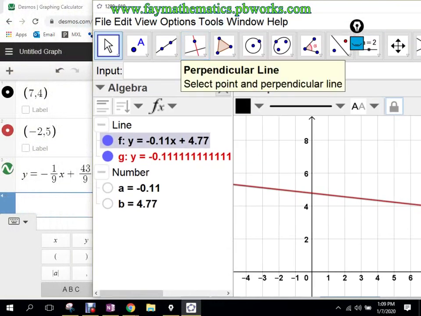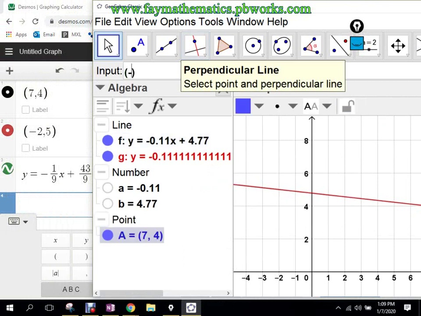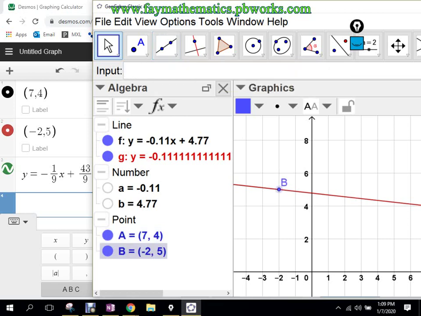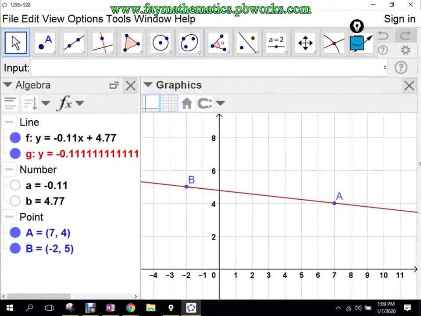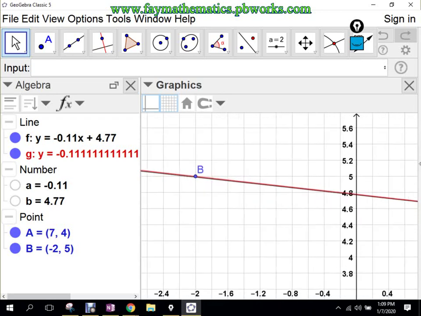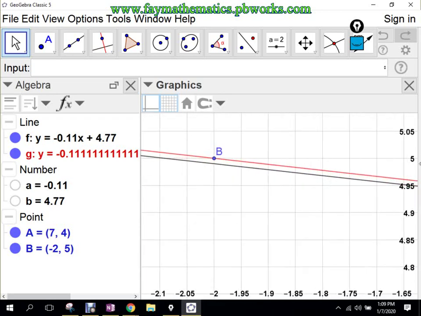Well, if they're exactly the same line, then 7, 4 and negative 2, 5 should both be on those lines, right? And at that view, it looks like both of those are on that line, right? Now, because I used the 7, 4 point, 7, 4 is on both those lines. But when I zoom in here, what do you start to recognize about those two lines?